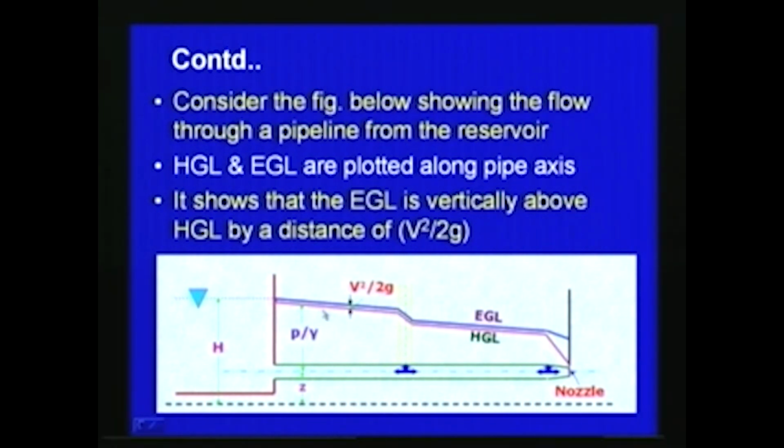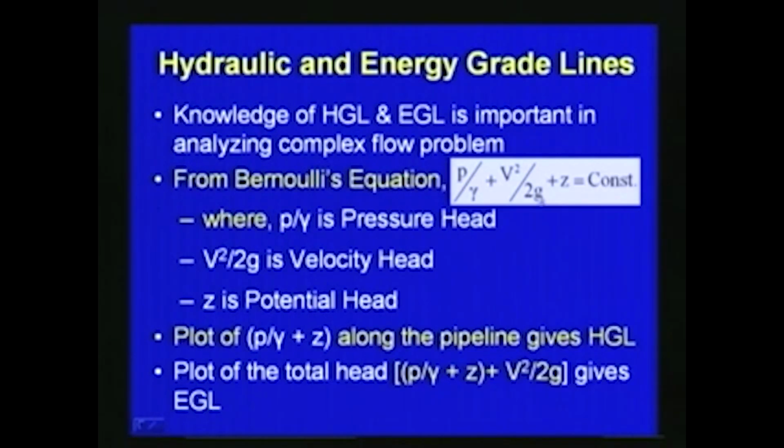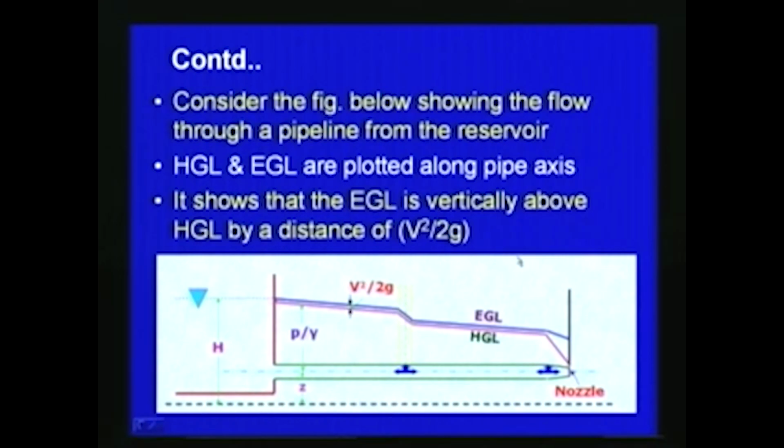So, P by gamma plus Z plus P by gamma plus V square by 2g, that will give the energy gradient line with respect to the Bernoulli's equation, which we have discussed here. So, HGL and EGL we can plot along the pipe axis like this, and here we can see that the energy gradient line is vertically above the hydraulic gradient line by a distance of V square by 2g. So, the difference between the energy gradient line EGL and the hydraulic gradient line is this velocity head V square by 2g.